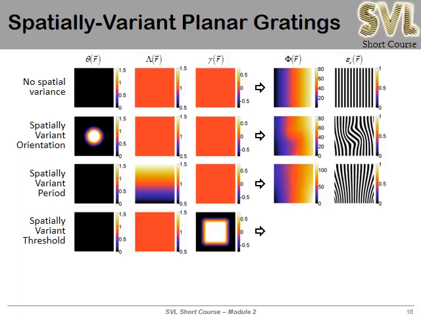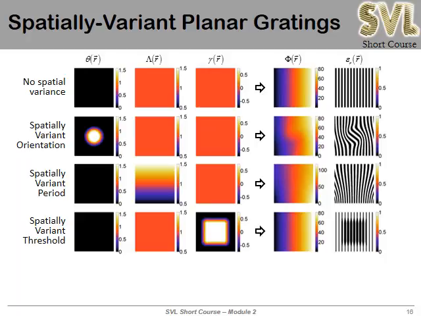Okay, let's leave the orientation alone. Let's leave the period alone. Let's just spatially vary the threshold. So what we should see is all vertical lines, but they should get skinnier and fatter inside and outside the black and white regions. So let's see what that looks like. And we see we have it. We have skinny lines out here and fat lines in the square region.